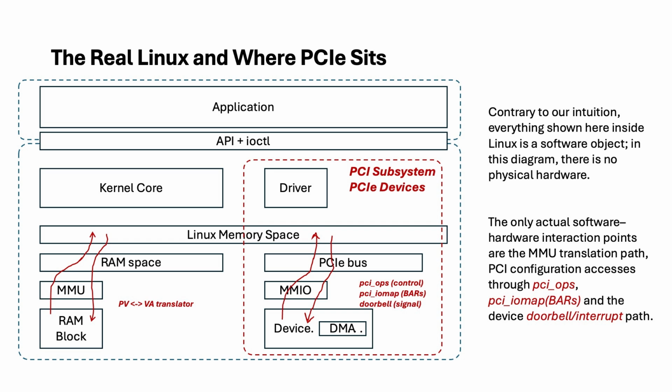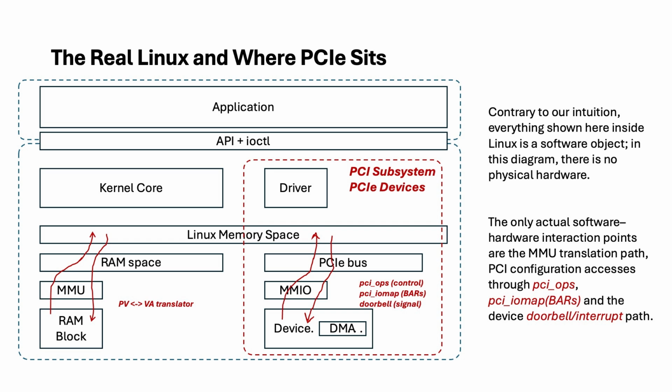That is why Linux introduces more structure for PCI devices. First, PCI configuration space is accessed through pci_ops. That is how Linux enumerates devices and reads or writes PCI configuration registers. Then BARs are mapped into kernel virtual space through pci_iomap or ioremap, and once that mapping exists, the driver uses MMIO operations like readl and writel to communicate with device registers. For complex devices, a register write often acts as a doorbell. Software prepares buffers or descriptors, rings the doorbell, and the device starts processing asynchronously in hardware. Later, when it finishes or needs service, it signals back through an interrupt.